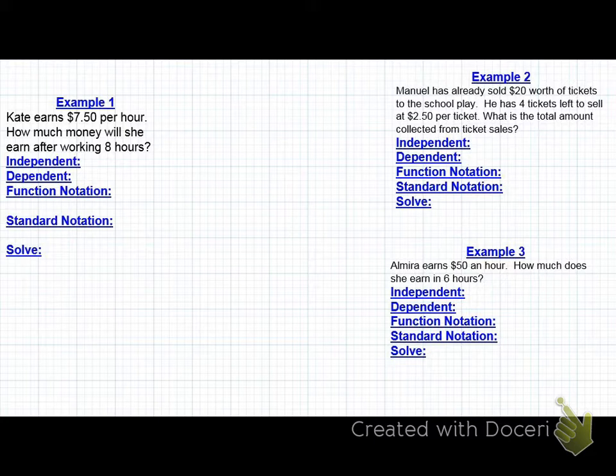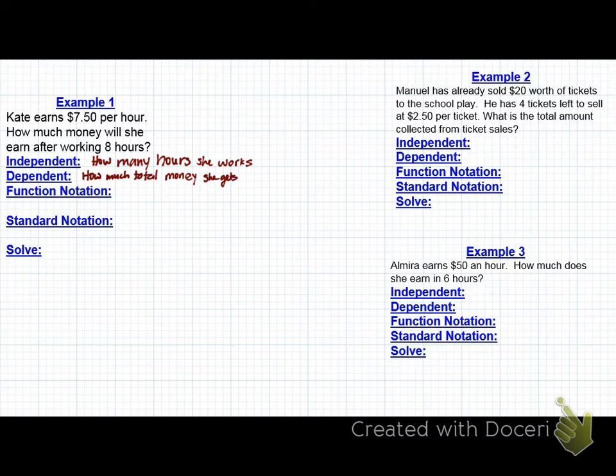So her independent variable is how many hours she works. We don't know how many hours she works, but how many hours she works doesn't get affected by her total pay. So we would put that down as her independent variable. The dependent variable is how much money she gets at the end. She could get a lot or less depending on how many hours she works. So I would write that the dependent variable is how much total money she gets.